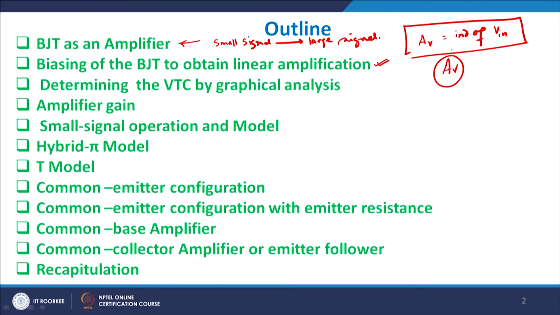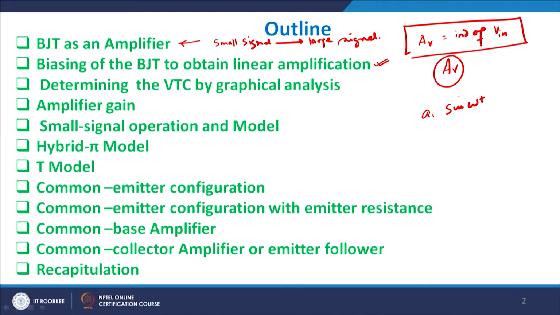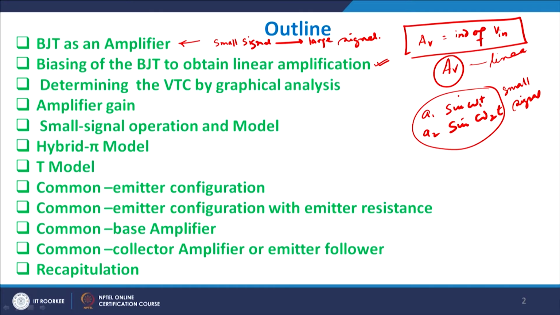Therefore, if the BJT has to be used ideally as an amplifier, it does not matter whether you are giving a signal A1 sin omega t or a signal A2 sin omega 2t and so on. As long as these signals are small signals, and we will see that later on, I would expect almost a linear amplification. Linear amplification primarily means that there is a linear relationship between the amplification and the input voltages, right? To do that, we should learn how to bias your circuit in a manner that obtains a linear amplification, right.